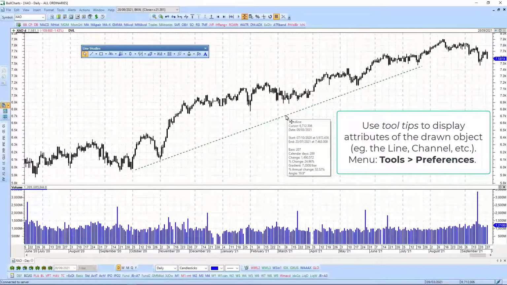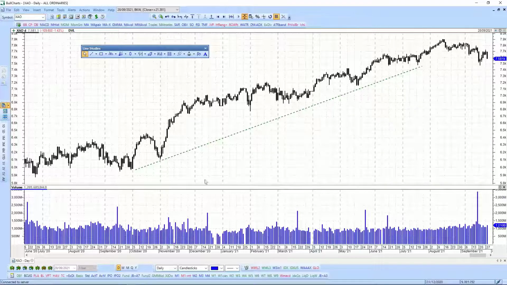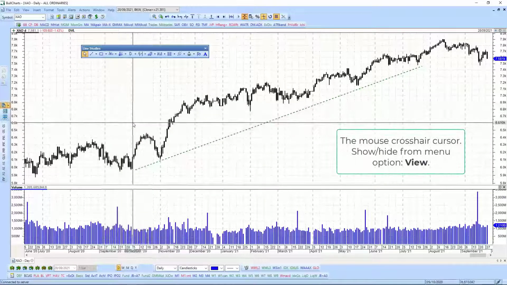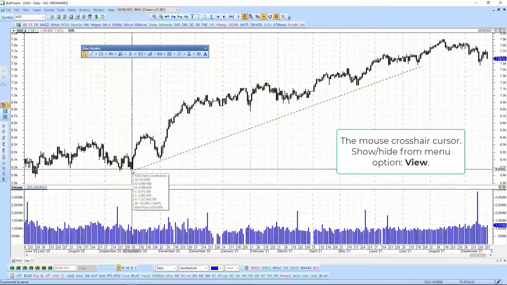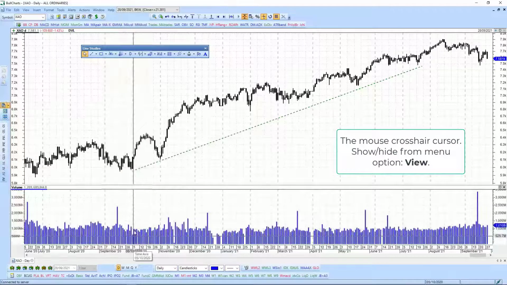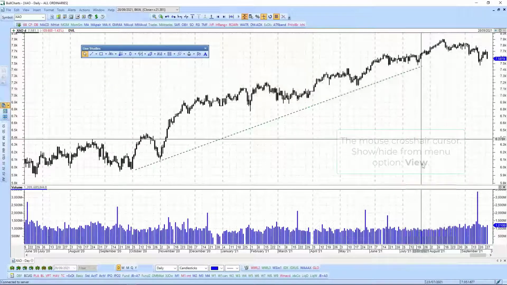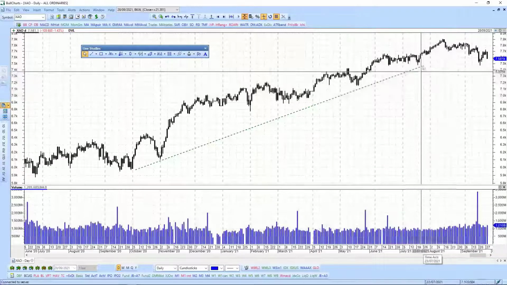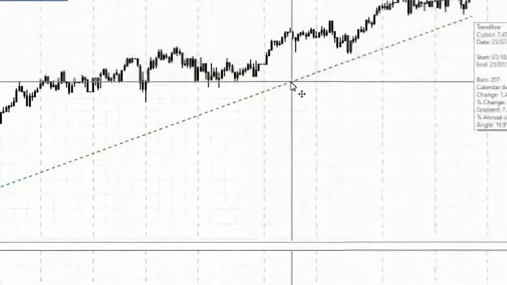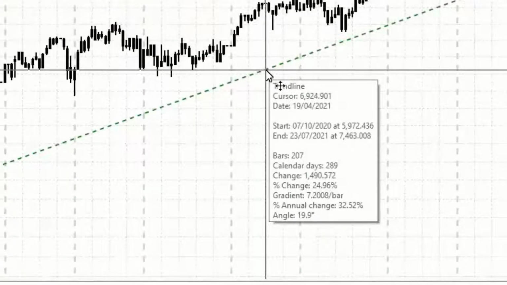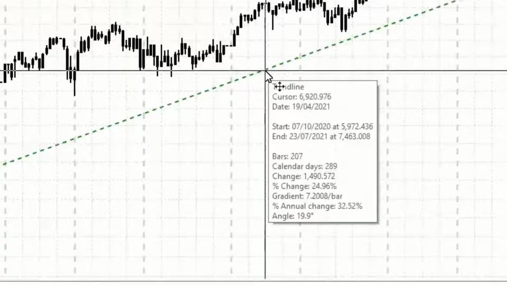Anyway, this trend line is sitting roughly under the price action of the All Ords from when? Turn on the mouse cursor. The price at the bottom there is early October 2020. And up here, the price is about July 2021. And hover the mouse cursor. We can see, hopefully you can read the text inside that tip box.